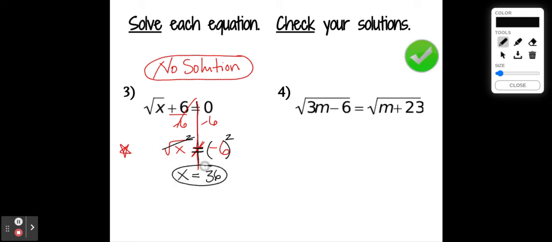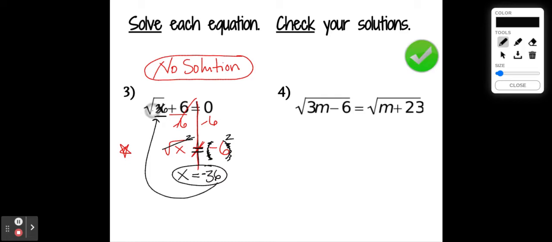Okay, so let's now go back and plug this in here. If I plug in a 36, under this radical, the square root of 36 is 6, and 6 plus 6 does not equal 0. Now let's just say that you didn't put the parentheses around here. Let's just scribble those out. Let's pretend you didn't even do that, and you did negative 6 squared. That would give you negative 36.